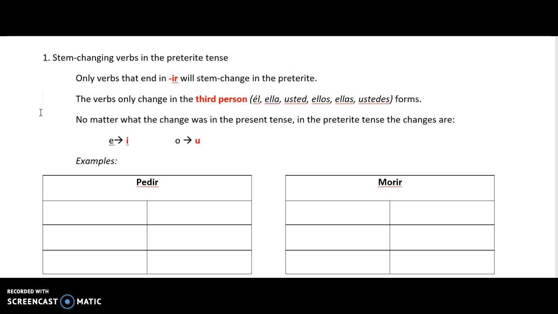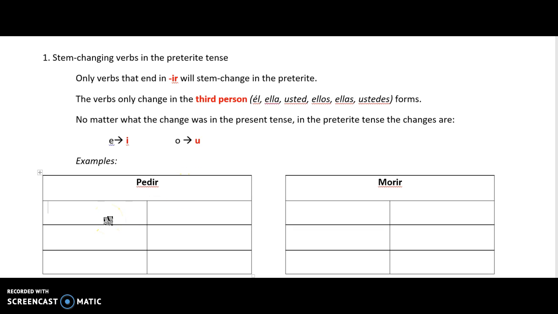In the present tense, we have verbs that change E to IE, E to I, O to UE, and U to UE. In the preterite, the only change that happens is that E is going to change to an I, so pedir, preferir, things like that will be E to I, and O is changing just to U, so dormir and morir, even though in the present it's UE, in the preterite we're only going to change the O to a U, and only in the third person. So these verbs, even though they have a stem change, they're still regular. So we're not going to be worried about different endings.